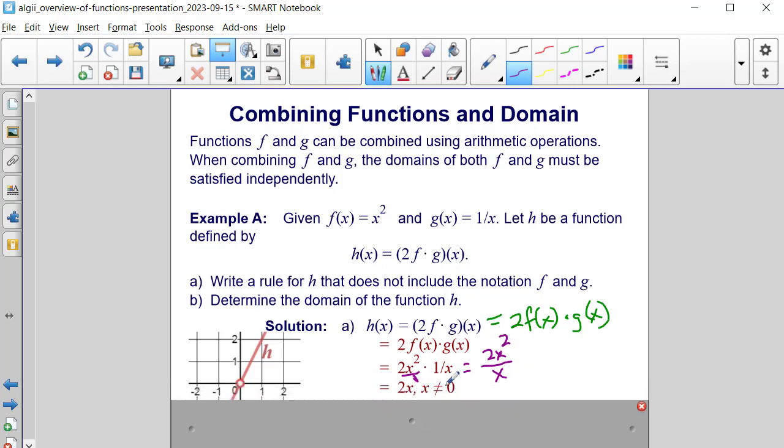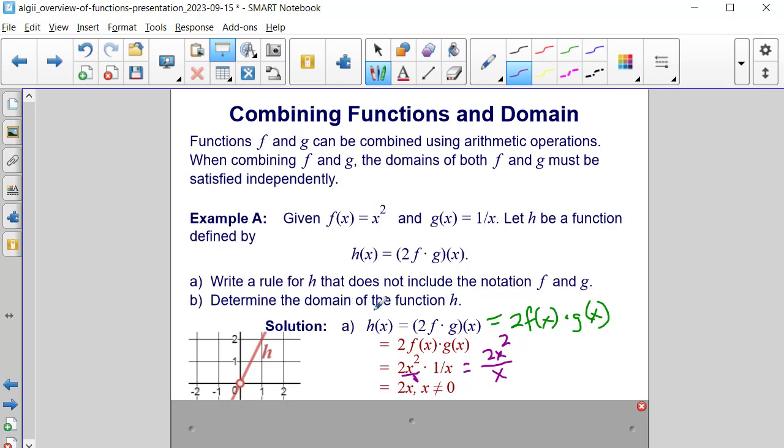But we also have to add this condition that x cannot be equal to 0, and that's because before we simplified, we have this x in the denominator. Whenever you have a variable in the denominator, you cannot have 0 as the denominator of the function. So if I put 0 in this denominator, it will be undefined. Therefore, when we simplify, we have to keep this condition in mind when writing our function.